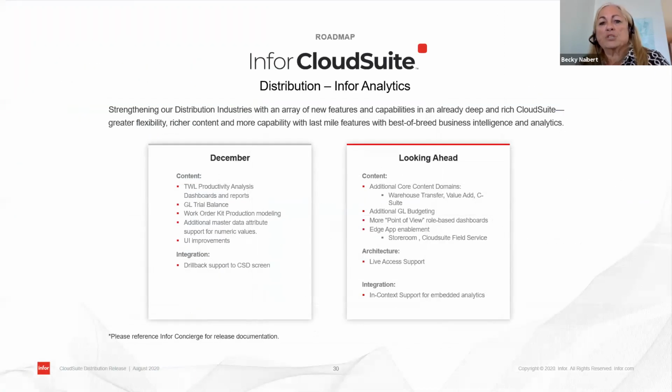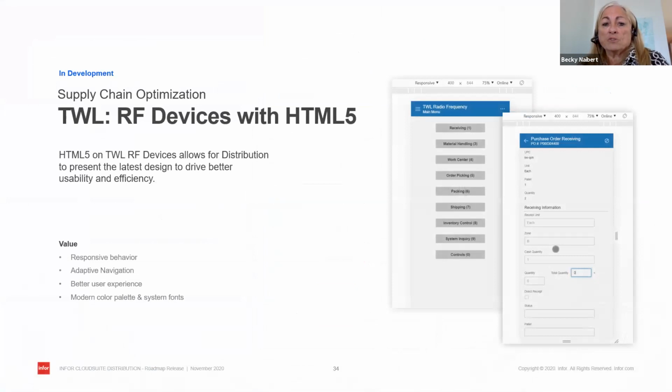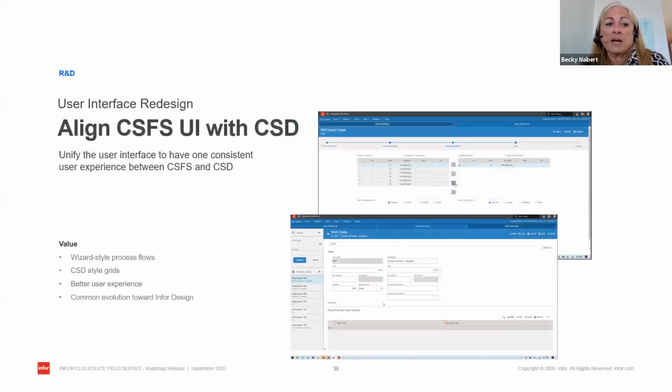I want to get to the screenshots of what we've got in development so I can share those with you. Analytics, I need to stop at analytics though. I need to let you know that we've got the TWL dashboards, but we're also looking to add warehouse transfers, value add, C-suite, and also storeroom and Cloud Suite Field Service packs. And so here's what's in R&D and development. You all know we've been working on the RF devices for HTML5 for a while. Infor Go is pretty close to allowing Cloud Suite Distribution available for tablet devices. This is really cool, guys.